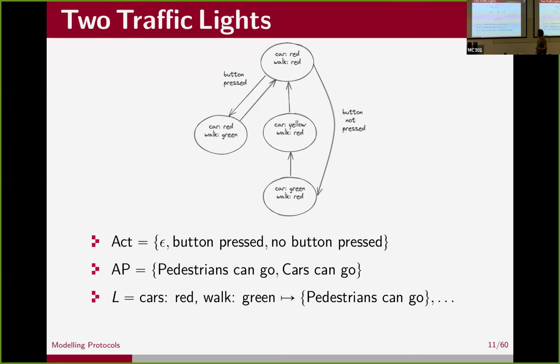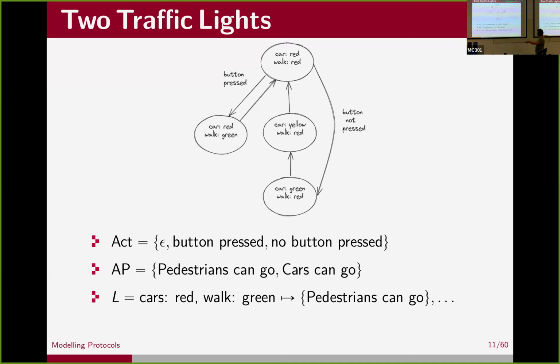But now we have more actions. We have this empty word here where I didn't label things. But then there's button pressed and button not pressed. These are two different actions that we might use to label things, because we want to differentiate what happens when both are red. Like, did someone press the walk button or not? And now my atomic propositions, which are not shown here, but you can see how it works: pedestrians can go when the pedestrian traffic light is green, and cars can go when the car traffic light is green or yellow.